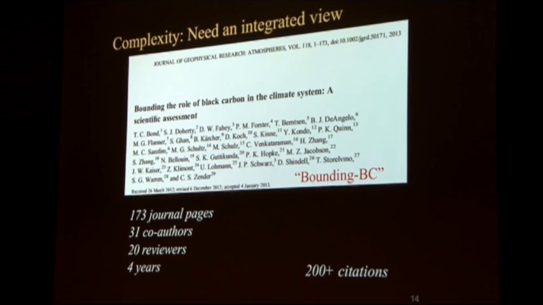And this, I will refer to here as bounding BC. Our goal was to put boundaries on the climate effect of black carbon. And we wanted to include not just the sunlight, the direct effect, but also the indirect effect. After this paper was done, some journalists talked to us, and so here's the headline that they made.